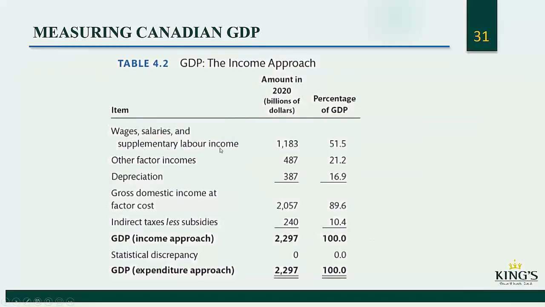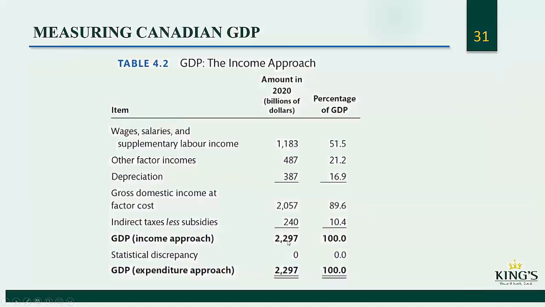Here's the income approach for Canada in 2020. So we have an estimate here of wages, salaries, and supplementary labor income. That was $1.183 billion. Then we have other factor incomes. And then here we're adding back that depreciation. And then we call this gross domestic income at factor cost. It's because we're not including the HST or those types of indirect taxes. So we just want to add those back but subtract any subsidy.